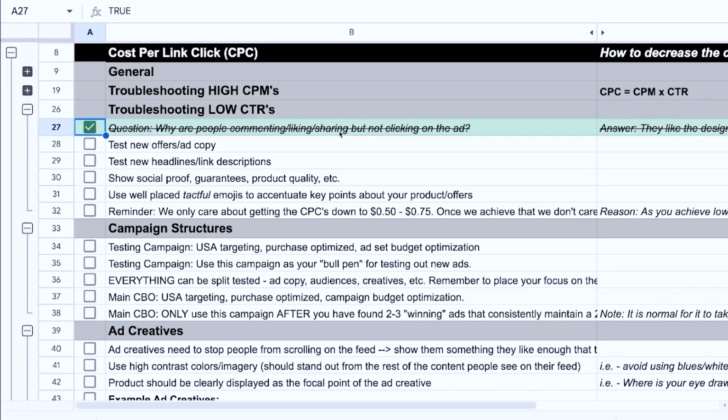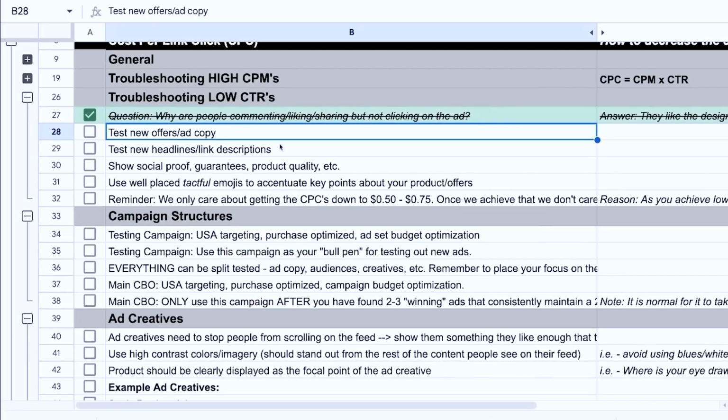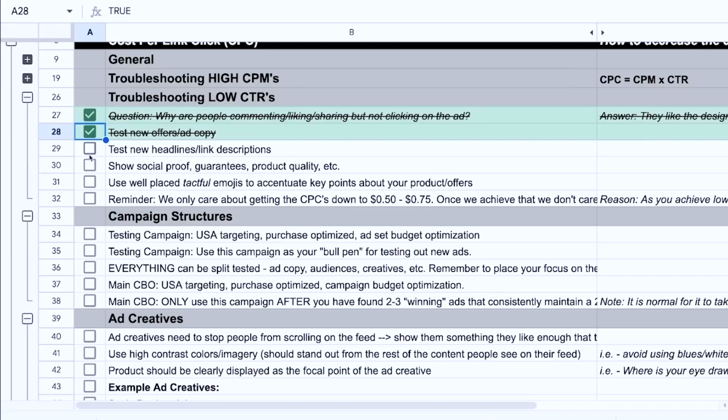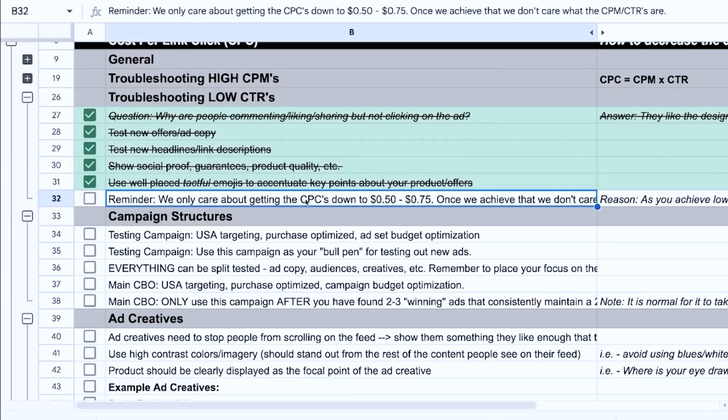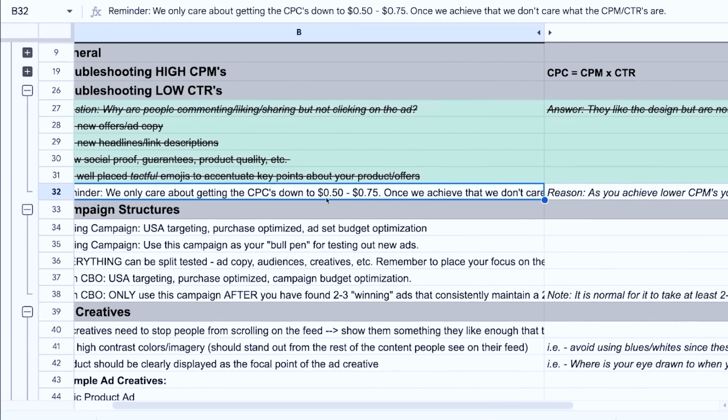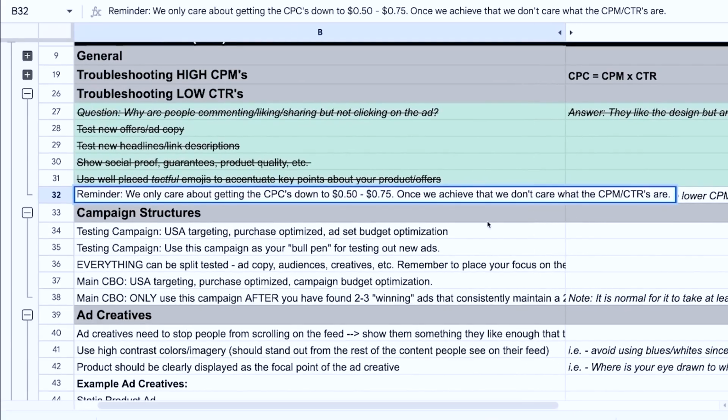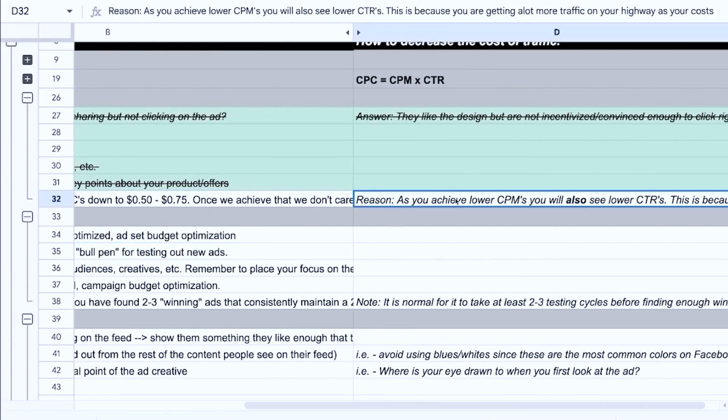Like, why are people engaging but not clicking on the ad? Well, a couple of things. We want to be testing new offers and ad copy, test new headlines or link descriptions. We want to show social proof, guarantees, product quality, etc. Use well-placed, tactful emojis to accentuate key points about your product and offers. We only care about getting the cost per clicks down to 50 to 75 cents. Once we achieve that, we don't care about what the CPMs or CTRs are.